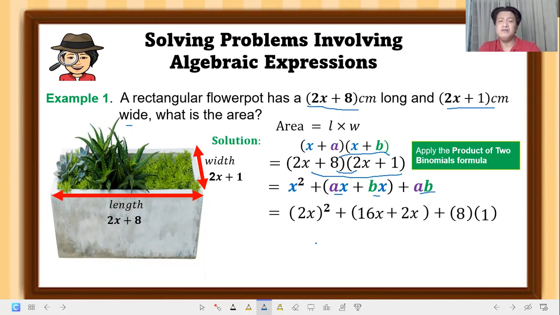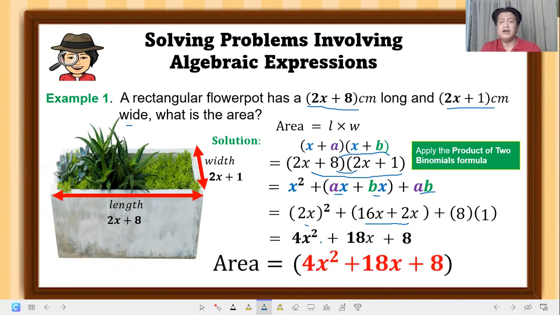Okay, then we can now simplify. What is 2x squared? Okay, pag sinimplify natin yan, that is 4x squared. And we have to combine like terms, di ba? Kaya nasa parenthesis sila. And what is 16x plus 2x? That is equal to 18x. And 8 times 1, that is simply 8. And then, yan na po yung ating area. So meaning to say, we have to write the final answer, 4x squared plus 18x plus 8 square centimeters. Okay, kailangan may unit po siya kasi area ang tinatawag natin or yung ating tinatanong.